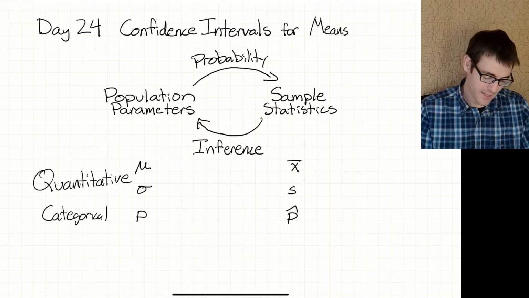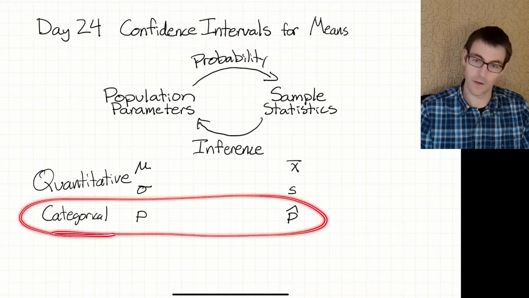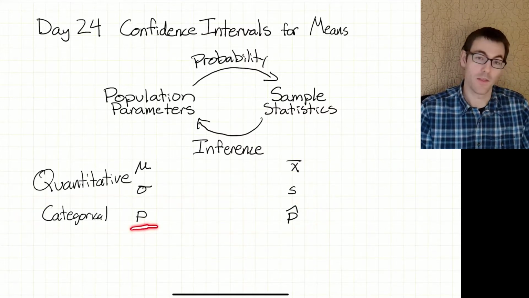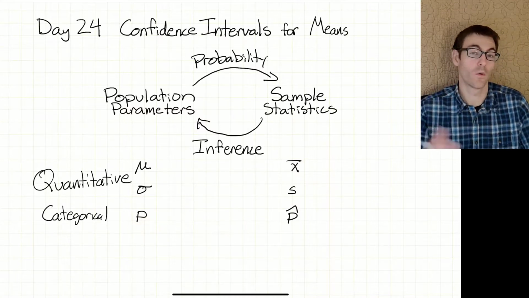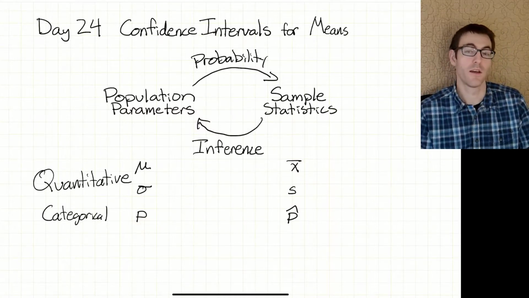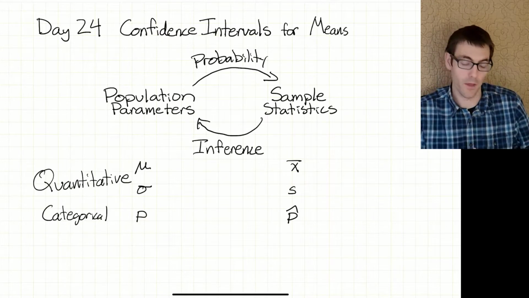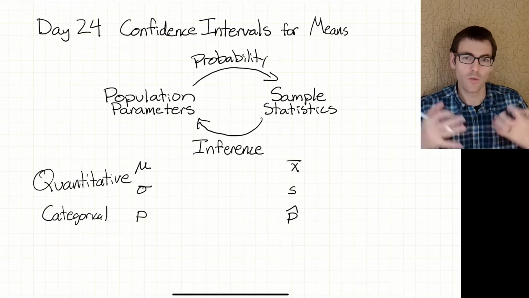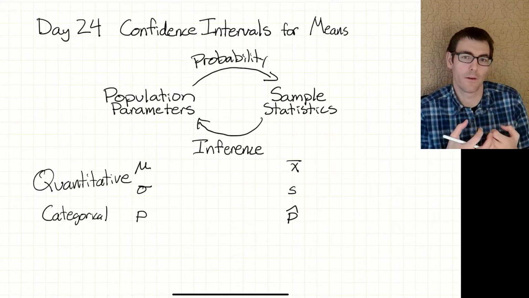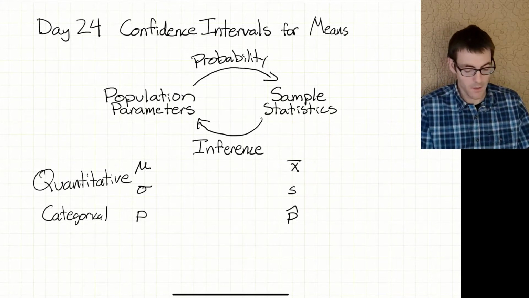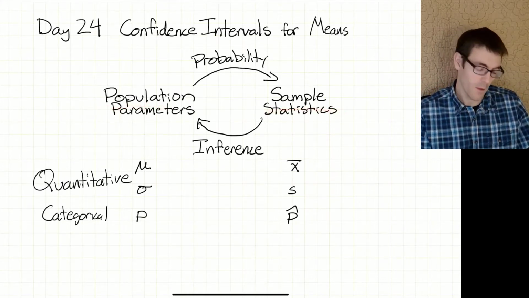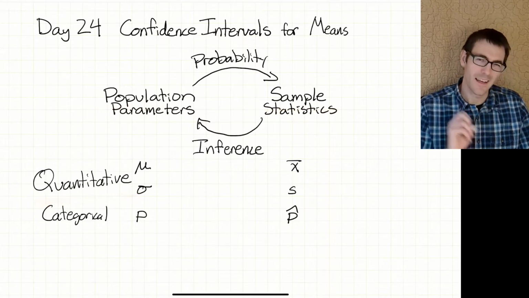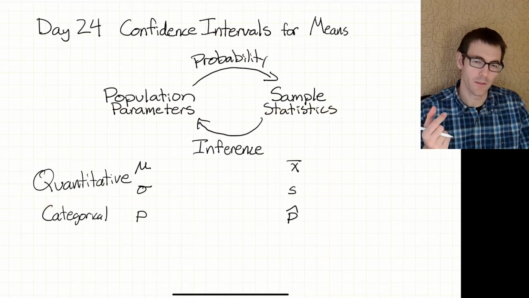And again, last time we talked about categorical variables, which we can keep track of by paying attention to the proportion or the percentage of a population that falls under one category or the other. So this P or P hat number encodes really all of the important information about the population or sample. With quantitative variables, things get a little bit trickier.